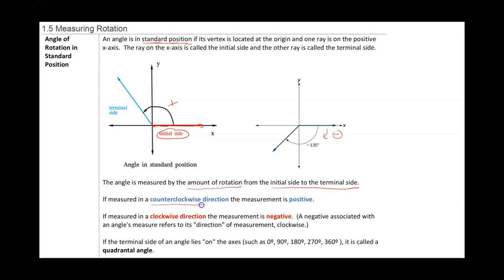If the angle is measured in a counterclockwise direction, meaning going up, the angle is positive. If it's measured in a clockwise direction going down, then the angle is negative. If the terminal side of an angle lies on the axes, such as the positive y-axis or the negative x-axis or the negative y-axis or the positive x-axis, so in any of these angles, 90, 180, 270, or 360, it is called a quadrantal angle.